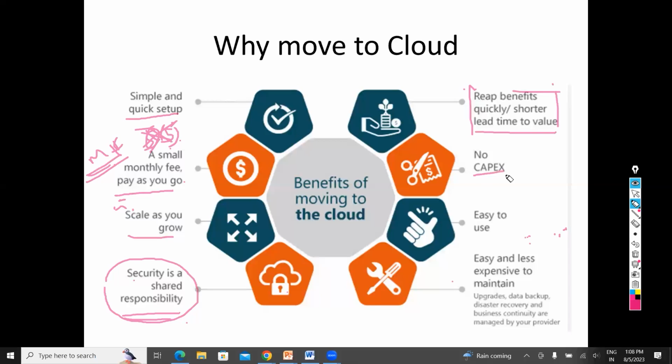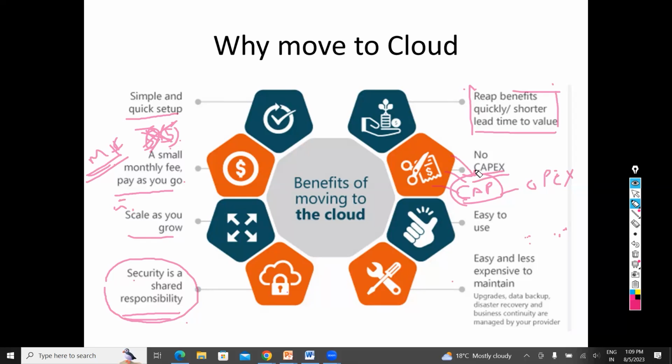And another reason is that here there is no capex, right? What it means is that the main reason organizations are moving is from the capex to the opex model, right? In the capex model, organizations need to purchase hardware, they have to purchase racks, or if they have to deploy their servers or devices to any third-party private data centers, right?